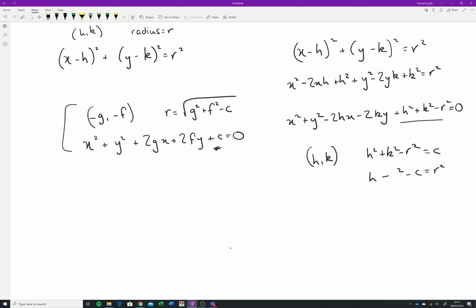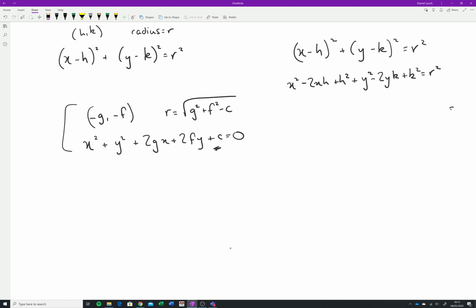Right, I'm certainly regretting telling you all about that. You don't really need to know that. It's just to show you that it is true. And if you followed all that, fair play to you. But it is not essential to know that in order to be able to use this particular equation here.